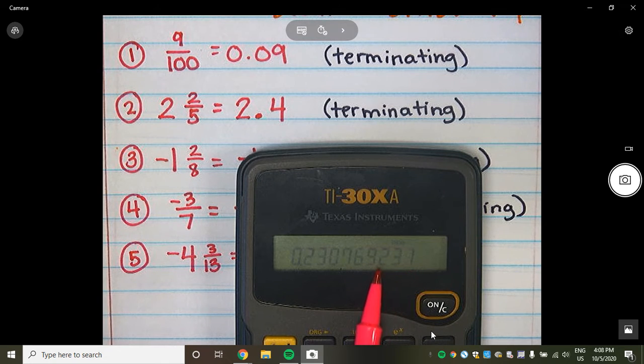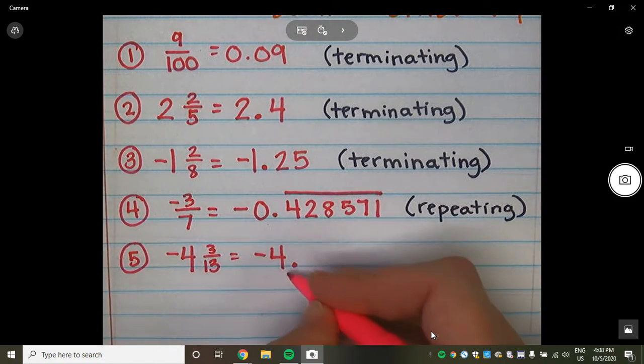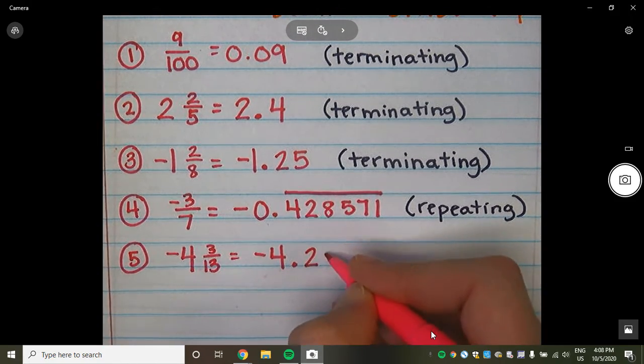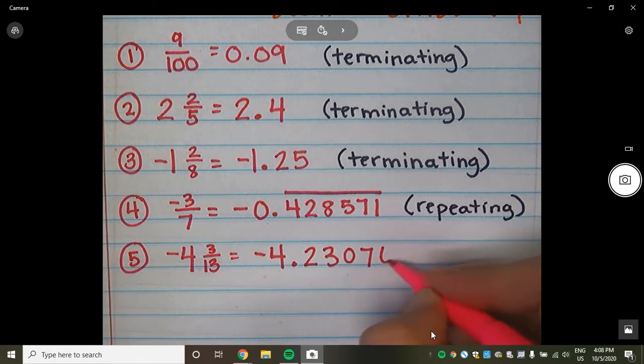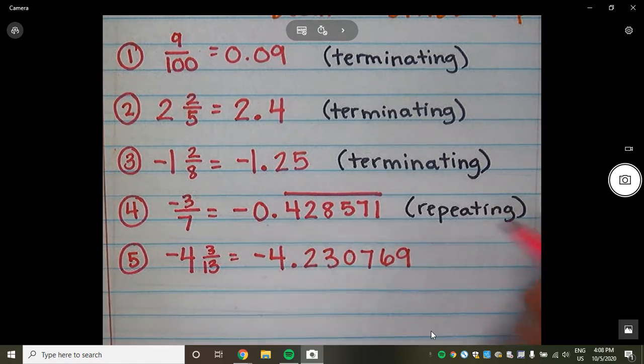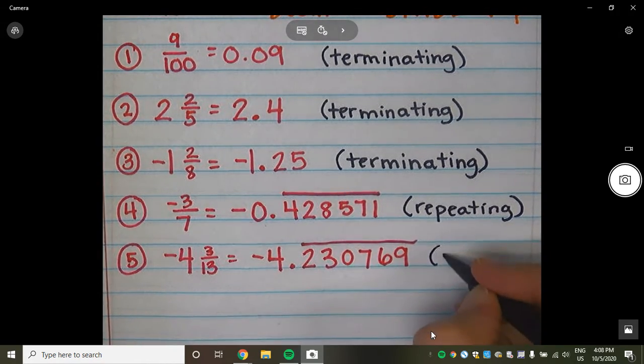230769231. So there again, we're seeing that 2, 3 starting to repeat again. So our answer is going to be -4 and 2.230769, and then it repeats again. So we'll draw that line over and say that it is repeating.